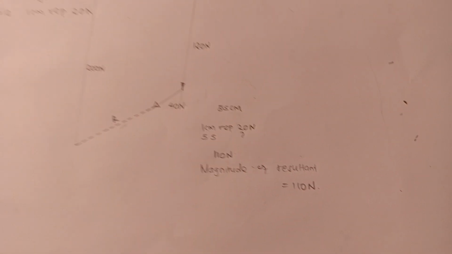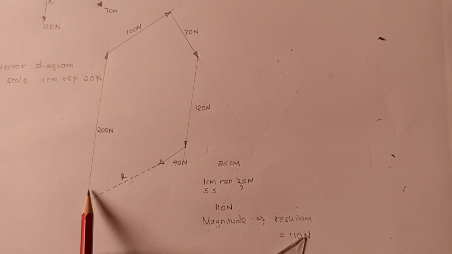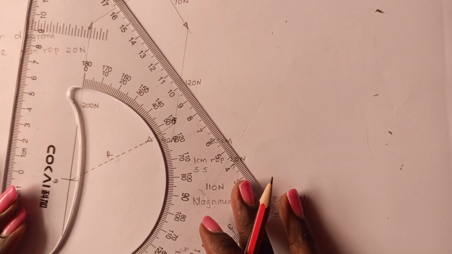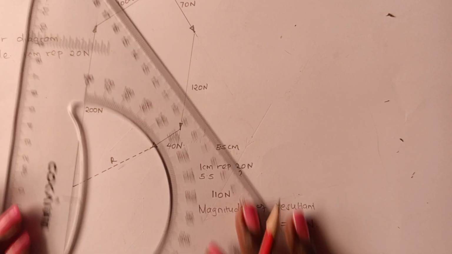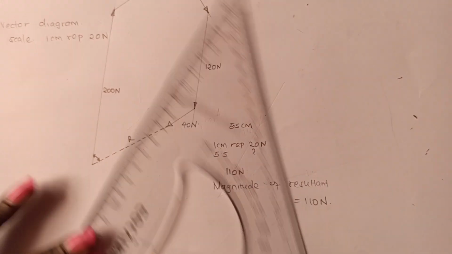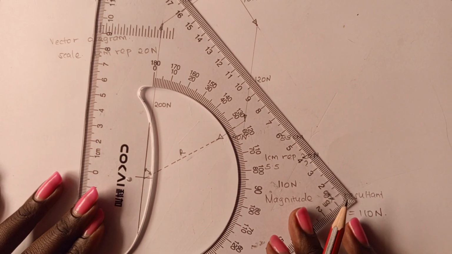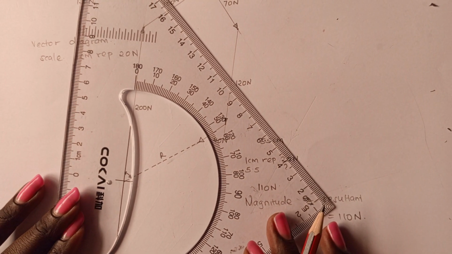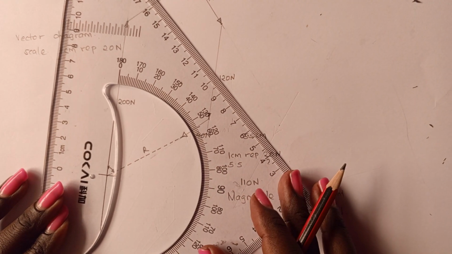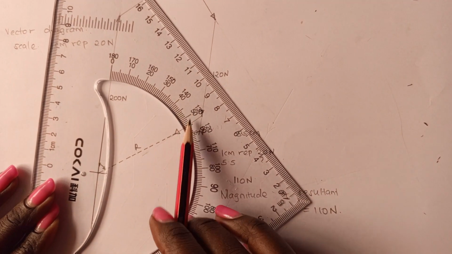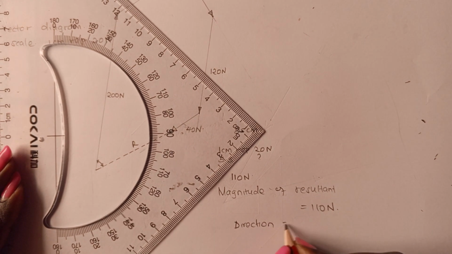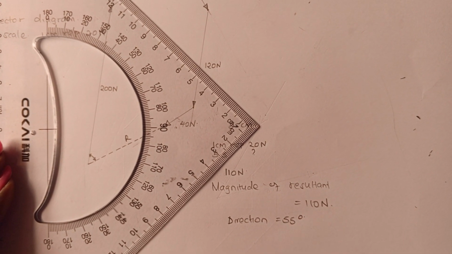110 newtons. Now for direction, we're going to pick our direction from the tail of the first vector. So you can have your protractor. You're going to read this angle to be particular here. This would give us the direction of that resultant. So if you project this, this is 55 degrees. So for direction, having it as 55 degrees.